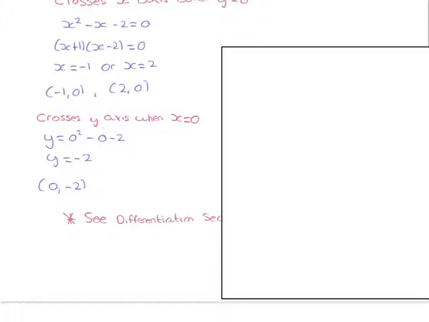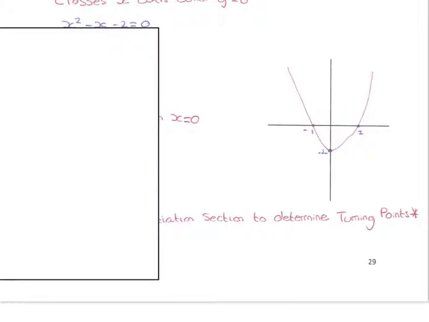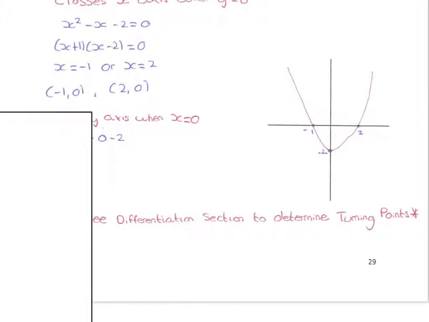So what we want to do is draw the general shape of the curve, making sure it goes through the points minus 1, 0, 2, 0 and 0, minus 2. We don't know the exact turning point of this curve, and it's something that we could work out with differentiation when we look at that later. So for now, we'll just draw the general shape of a positive quadratic with its roots and the coordinates where it crosses the y-axis.